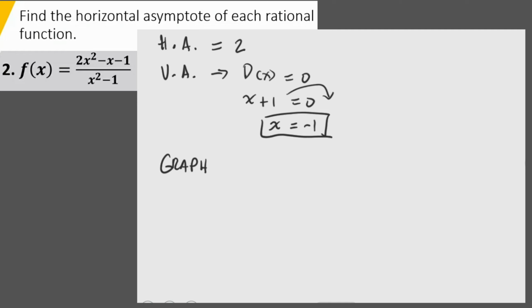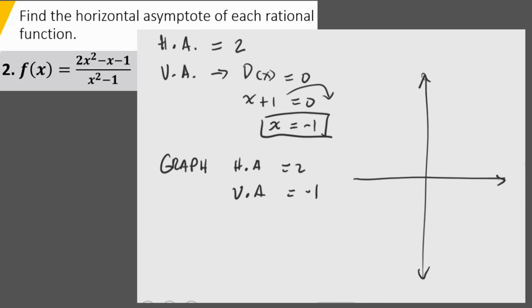And then we can graph na. So, i-plot lang natin yung mga values natin sa ating graph. So, meron tayong horizontal asymptote na 2 at meron tayong vertical asymptote na negative 1. Locate natin yung horizontal asymptote na 2 sa y-axis horizontally, no? At yung ating vertical asymptote sa x-axis, negative 1.